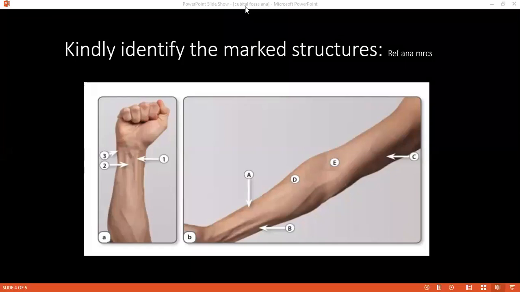In this image, if you could see, A is the median nerve, it says, left median nerve. B is the left pronator teres muscle. C is the left ulnar artery. D is the left saphenous vein. And E is the left biceps tendon. Yes.